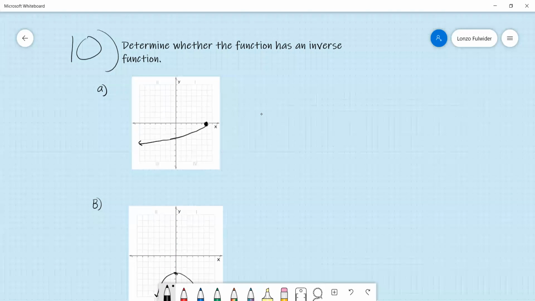Okay, so number 10 says determine whether the function has an inverse function. So remember, you have to do a vertical line test. That's all you have to do. You don't have to do it mathematically. The one I just showed you on top, that's how I showed you mathematically. But now graphically, there's an easier way.